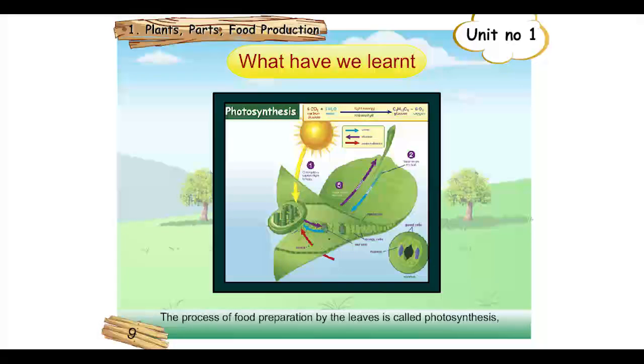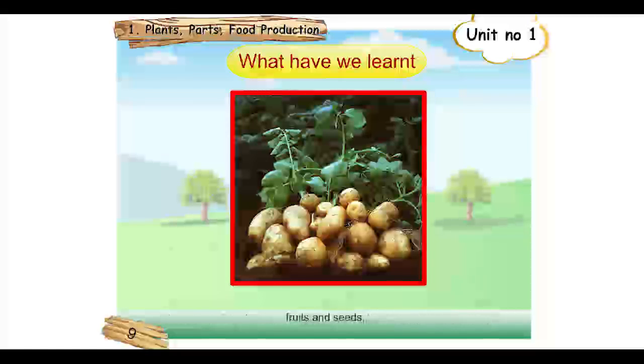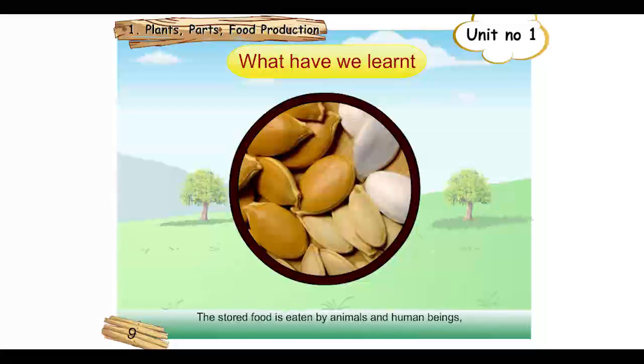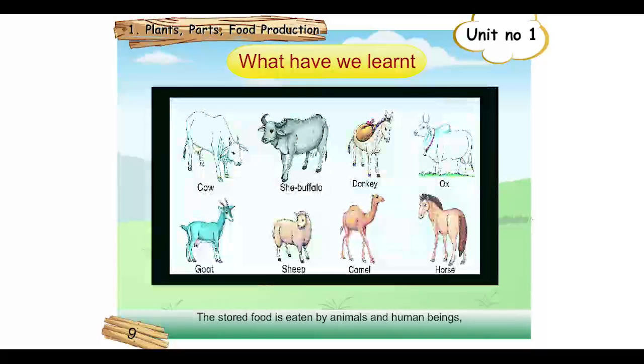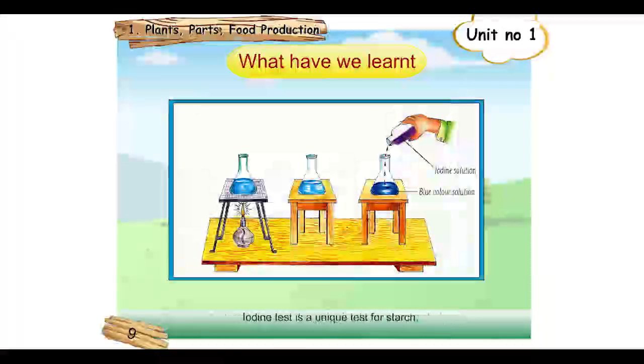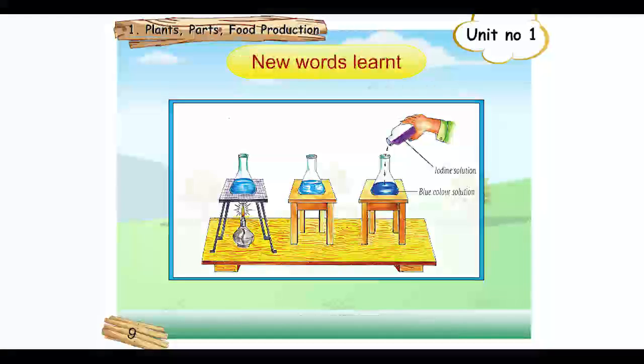The process of food preparation by the leaves is called photosynthesis. The food is stored in different parts of the plant such as roots, stems, fruits and seeds. The stored food is eaten by animals and human beings. Iodine test is a unique test for starch.